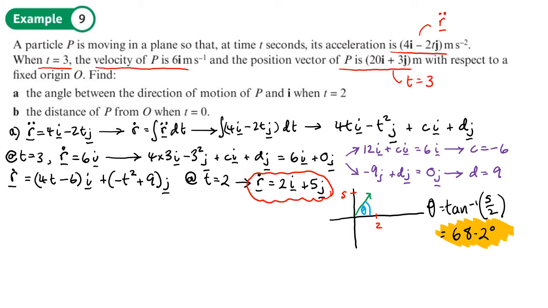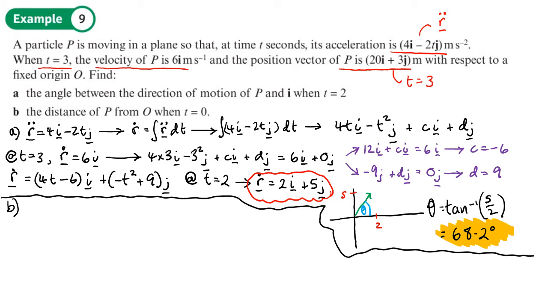Okay, part B of the question, let's just rule that off. So part B says, find the distance of P from O when t equals 0. Right, so now we need the position vector. So to get the position vector r, we integrate the velocity vector with respect to t.